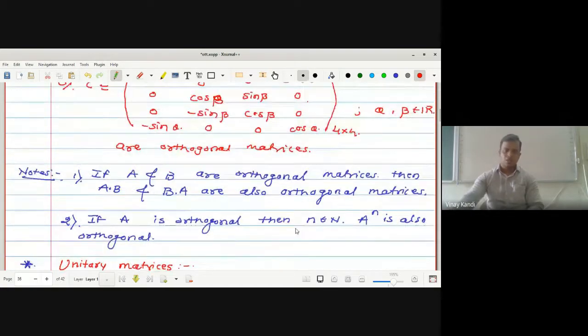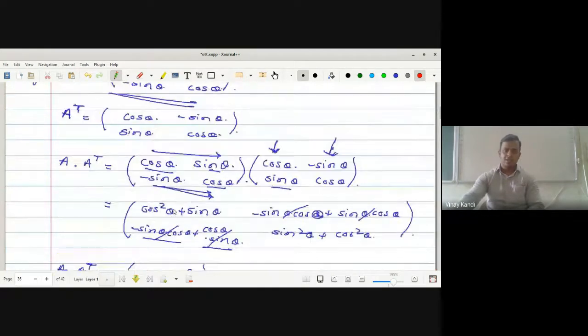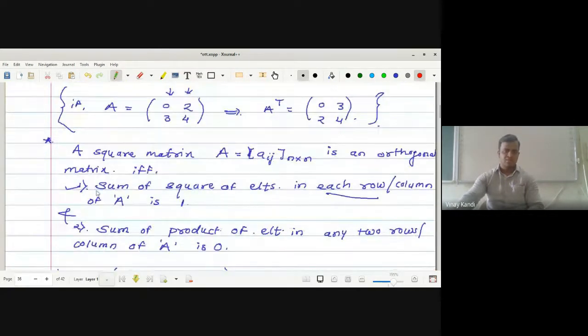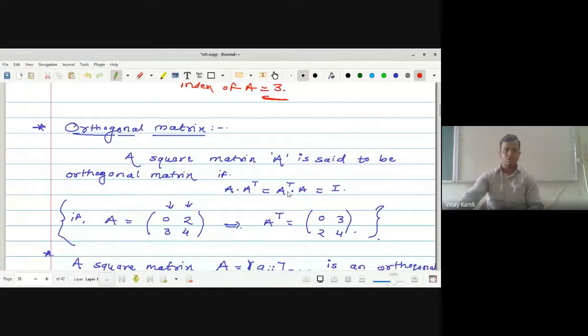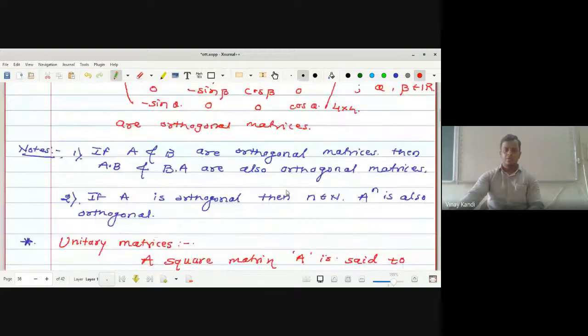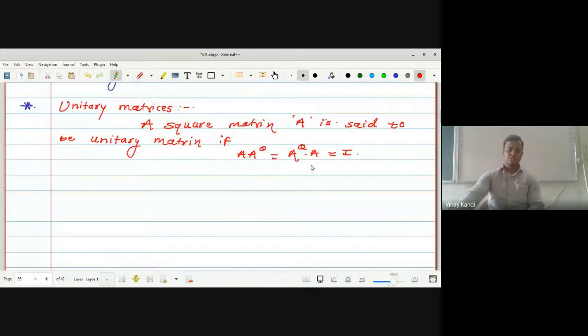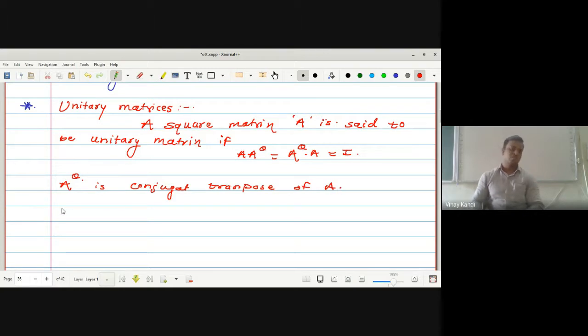What was it for orthogonal? A into A transpose. Look at here, the definition of A into A transpose is for orthogonal. But what is it for unitary? A into A theta is equal to A theta into A is equal to I. What is A theta? A theta is the conjugate transpose of the matrix A. For example, look at here.